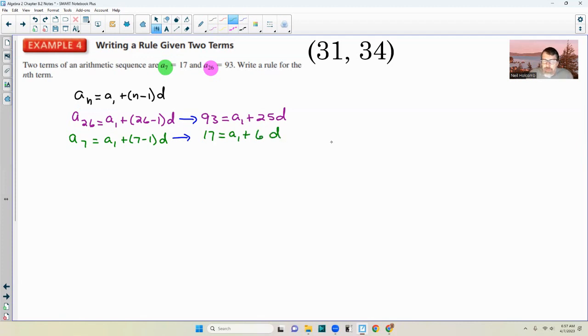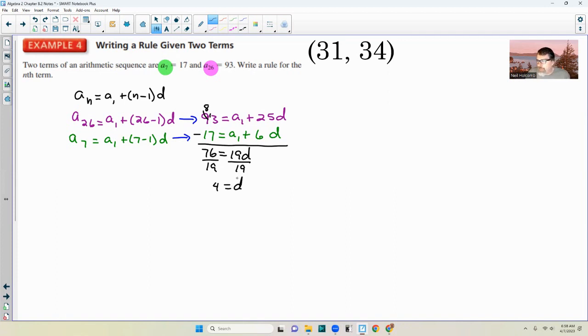Okay, and then I'm going to subtract these two terms. So I have to borrow here. 13 minus 7 is 6. 8 minus 1 is 7. Equals a sub 1 minus a sub 1 cancels. 25 minus 6 is 19d. Divide both sides by 19. And d equals 4. 19 and 19 is 38, 38 and 38 is 76. So I found d. d is 4.